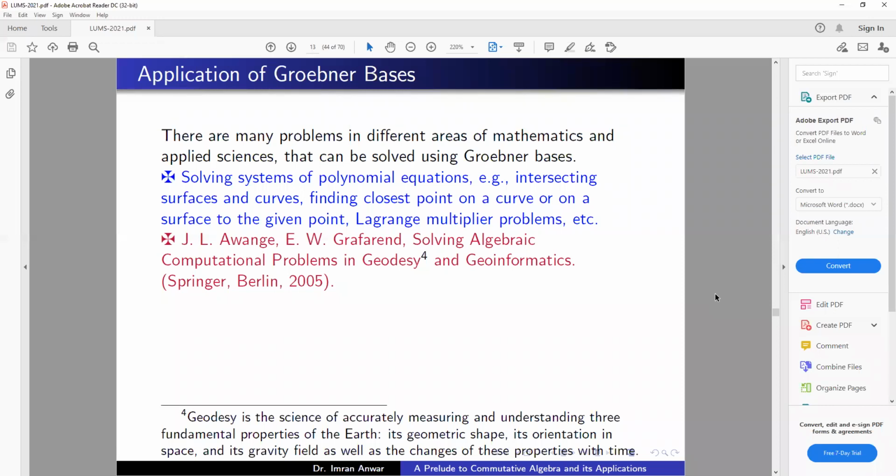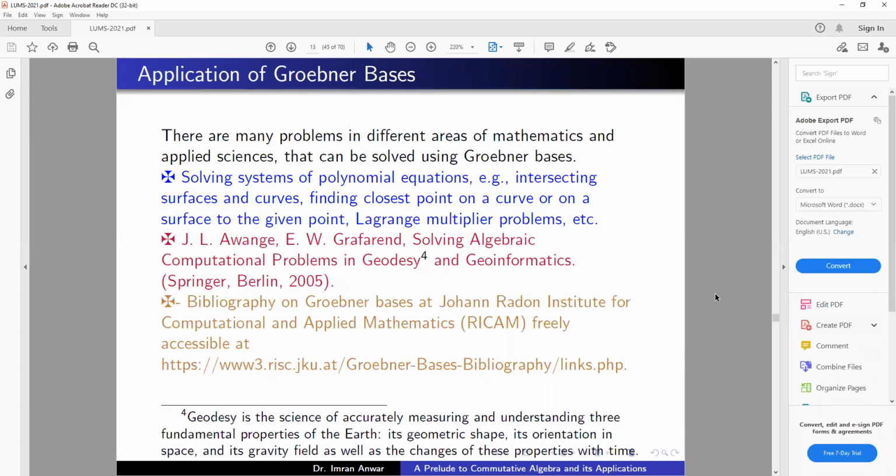The accurate measurement that is being done in geodesy makes complete use of Gröbner bases in solving algebraic computational problems in geodesy. So this book records all those things. And there is a website where the bibliography of Gröbner bases is available. This is a very rich website in the sense you can find all the application material which you are curious about regarding Gröbner bases. Everything is freely available and accessible to everyone. So this is a link for it.